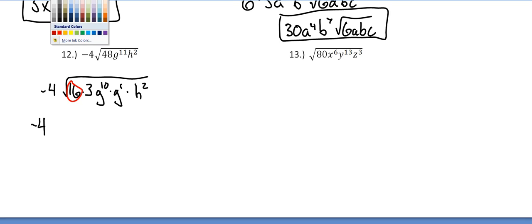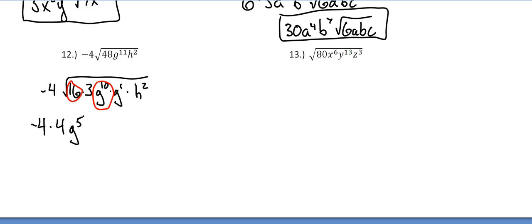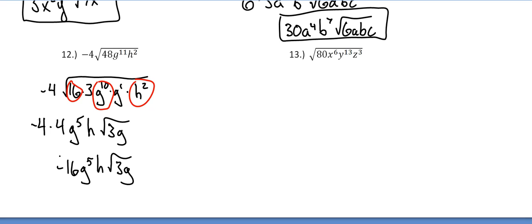The -4 keeps tagging along for the ride. Square root of 16 is a 4, so it joins this guy. The square root of g to the 10th, I divide the exponent by 2. That's g to the 5th. The square root of h to the 2nd, I divide the exponent by 2. That's an h to the 1st. And now still trapped is the 3 and the g, and now I clean it up a little bit. That's a negative 16 g to the 5th h square root of 3g.